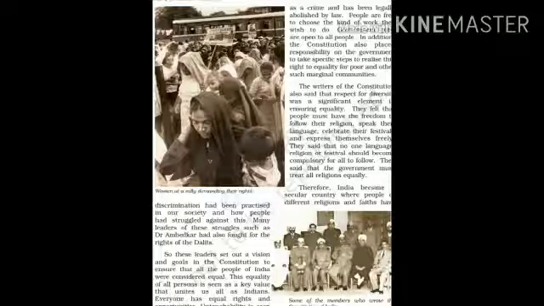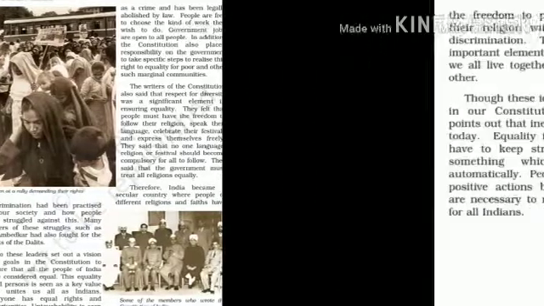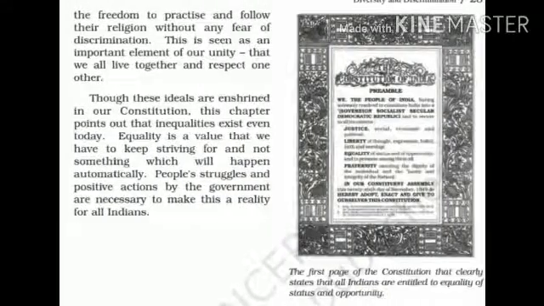They wrote the Constitution of India because at that time discrimination, stereotypes and prejudice were there and everyone was very fed up of all these things. So these leaders set out a vision and goals in the Constitution to ensure that all the people of India were considered equal. Inequality is seen as a crime and has been legally abolished by law. India became a secular country where people of different religions and faiths have the freedom to practice and follow their religion without any fear of discrimination. This is seen as an important element of unity, that we all live together and respect one another.